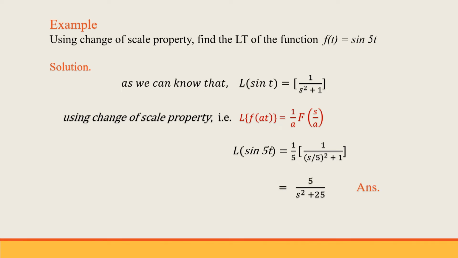Now here you can also directly find the Laplace transform of sin 5t by using the formula of sin at, which is a by s square plus a square, which we have done already in the previous lecture. So if you see, we get the same result, that is 5 by s square plus 25. But as it is asked to solve the problem using the change of scale property, we have done it like this.